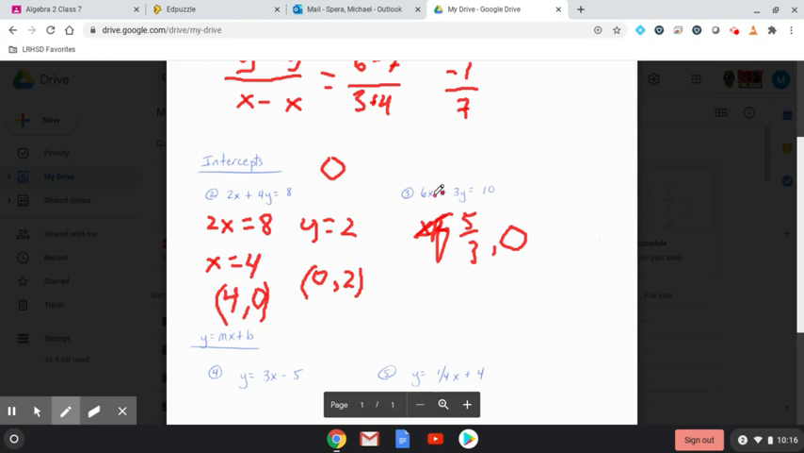To find the y-intercept, I'm just going to picture like this is not there. Divide both sides by 3, and you're going to get 10/3. All right.